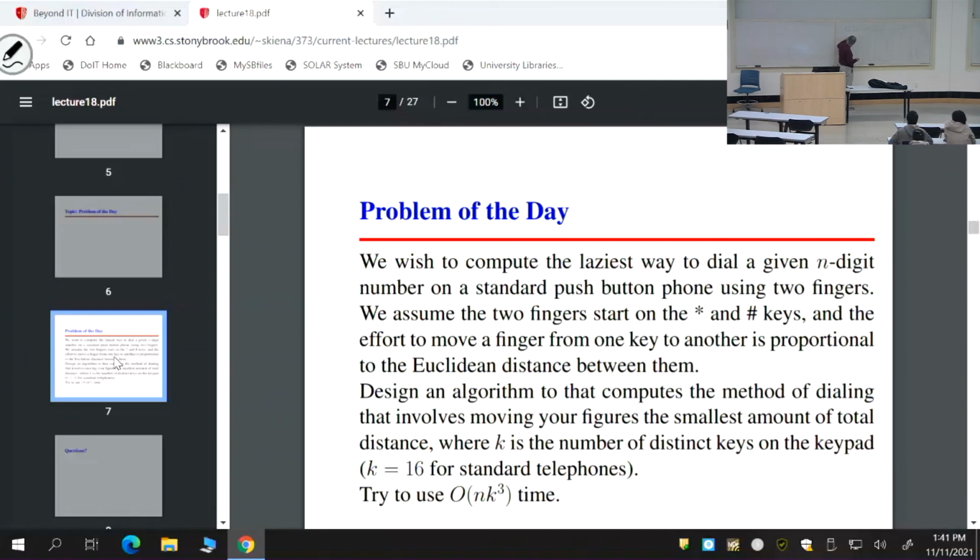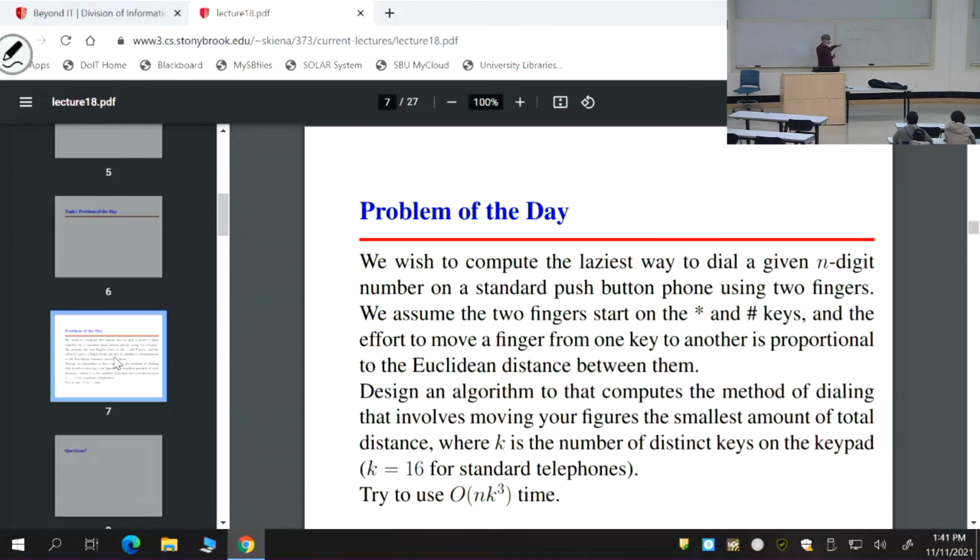Watson, come to me, which I think was the first thing said on a telephone, if I am correct. Okay? And you want to type out the message. Okay? And you have 2 fingers. And the question is, what is the most efficient way to type on the keyboard with 2 fingers?